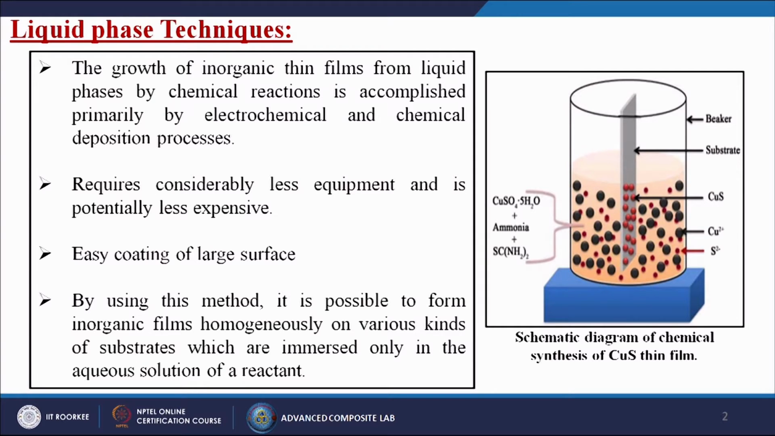So, here you can see that we are taking some kind of substrate and a beaker, and we are dipping it into the solvent, which is a mixture of copper sulphate with ammonia and thiourea. Then it releases copper ions and sulfur ions. This copper and sulfur slowly deposit onto the substrate itself, forming copper sulphide. So, this is the overall diagram of how we are forming copper sulphide onto the substrate material.